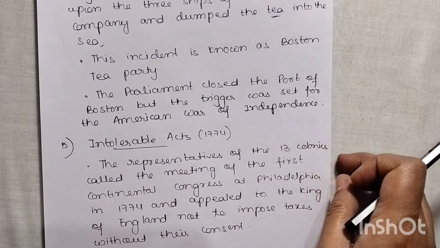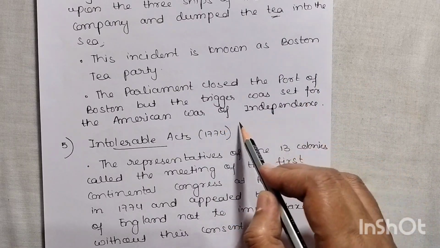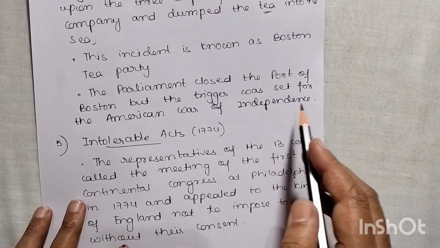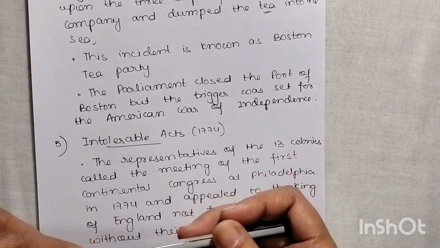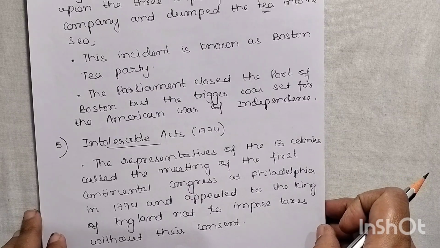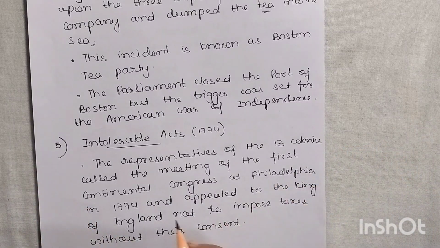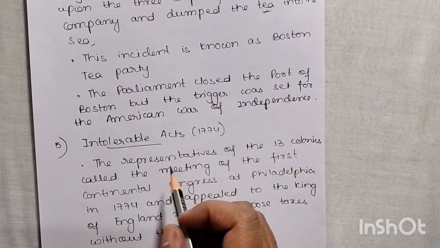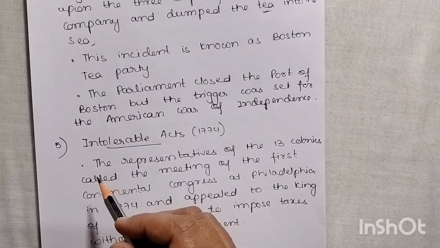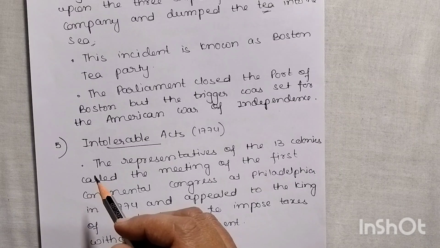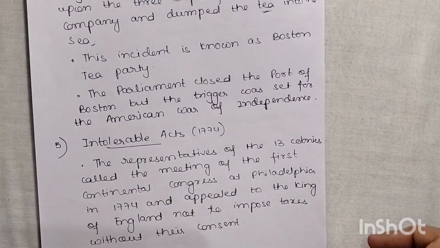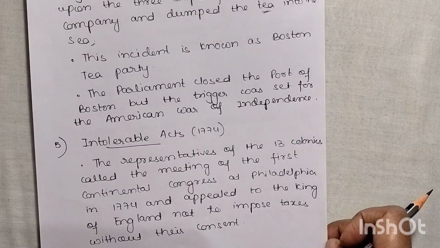The Parliament closed the port of Boston, but the trigger was set for the American War of Independence. Now what happened? The British Parliament closed the port of Boston. The port was very important for the export and import of goods. All things were stopped there because the Parliament closed the port. The people had no work to do and were very furious with all these things. Now they began political protest against the British Empire and their strict policies.